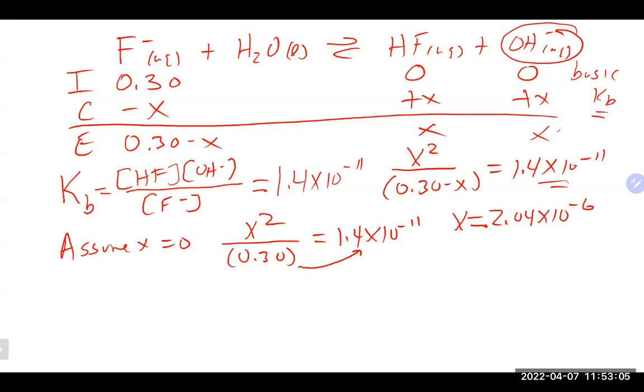Probably in most cases, if you're doing some type of hydrolysis problem like this, your assumption is going to be okay. In most cases, I would still obviously take the time and make sure you check, but you'll probably be good to go in pretty much most situations. Any questions up to there? So the check here is good. Yay.